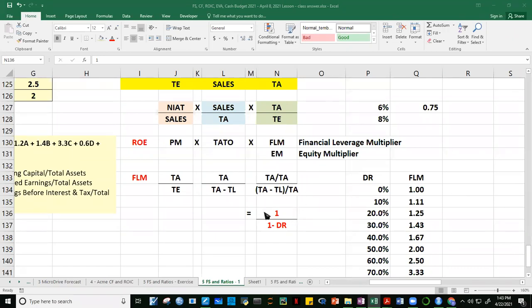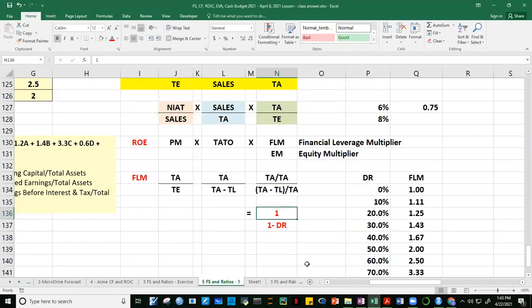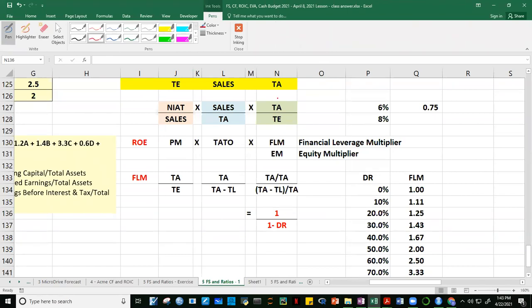So, how did this become like this? Yung financial leverage multiplier natin, it's total assets over total assets, and then divided by total assets minus total liability over total assets. So yun ang nangyari, guys, sa financial leverage natin.